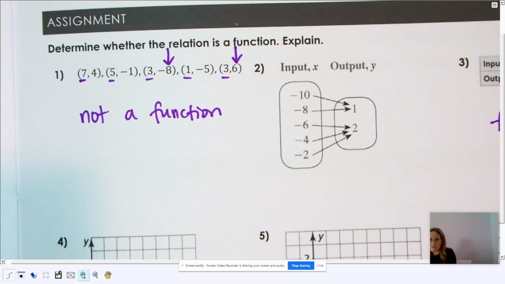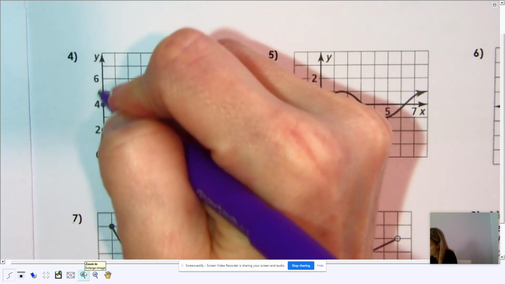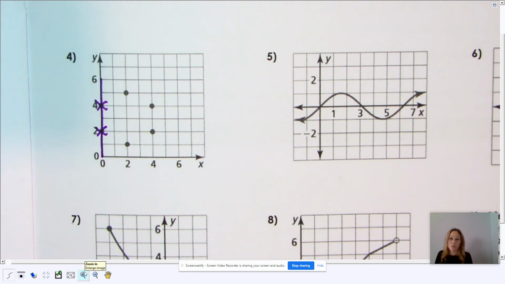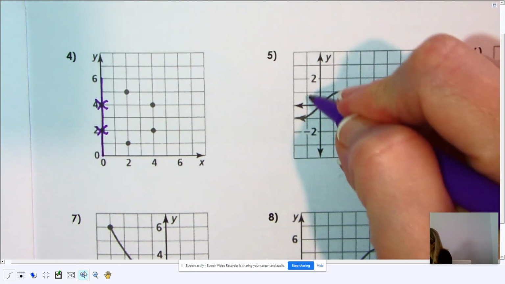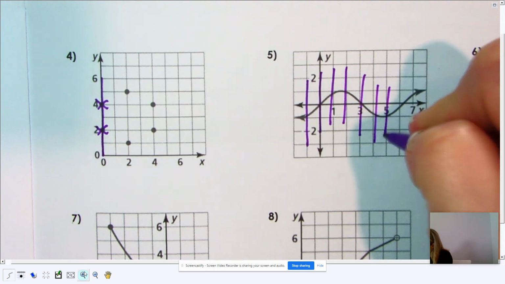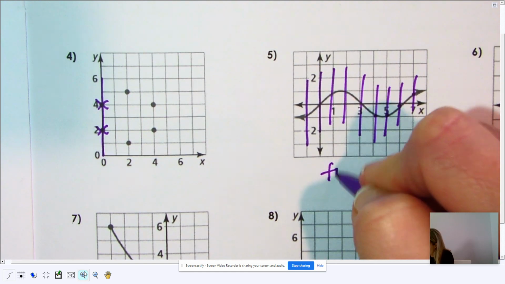Okay, so let's look at some graphs now. Question number 4, we're going to skip, but just a reminder, you're going to see, is there any vertical line that you can draw that would go through 2 points? If there's even one that goes through 2 points, then that would not be a function, okay? If every vertical line you draw goes through only 1 point, then yes, that is a function.